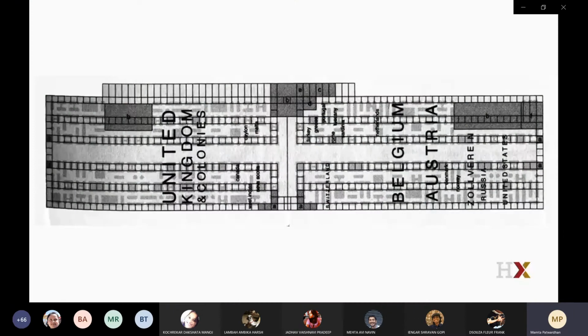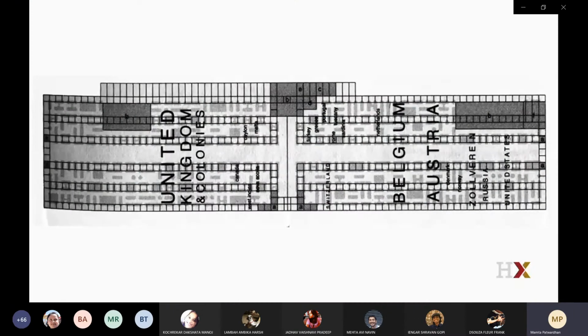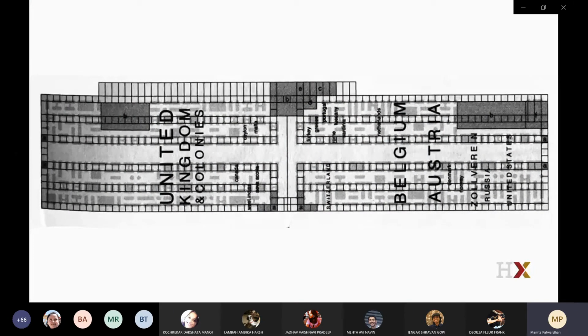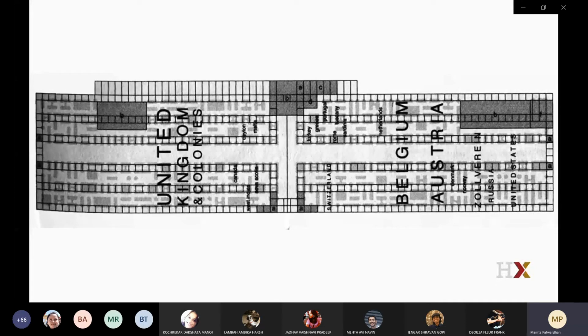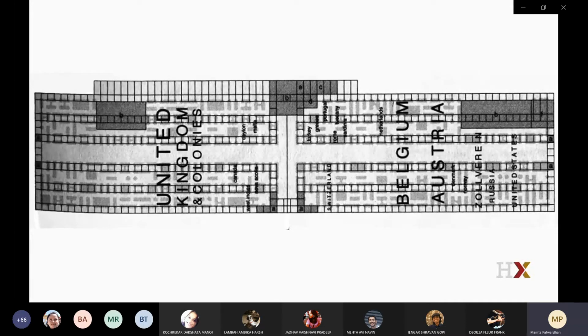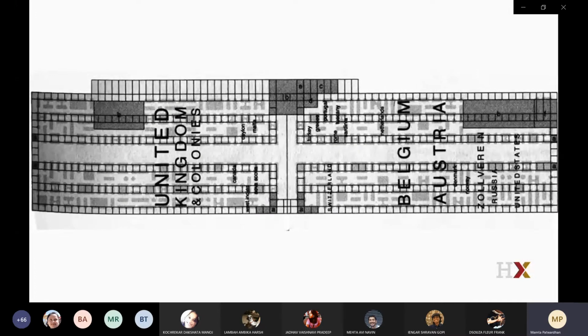The United Kingdom and its colonies occupied pretty much half of the exhibition. This is what you have on the left. And on the right, the rest of the world, which pretty much reflected at the time the difference between the industry of the United Kingdom and the industry of the rest of the world. At the time, England still produced something like half of the iron production of the world. So this is by no means far-fetched in many respects.